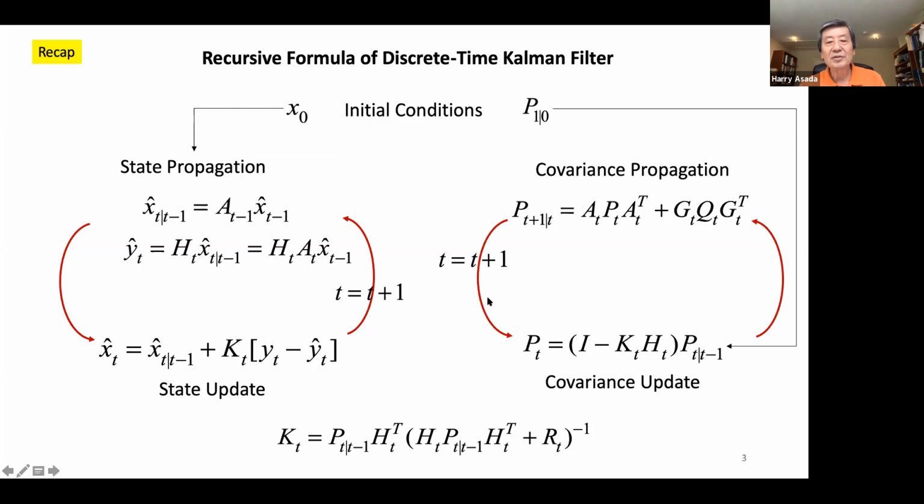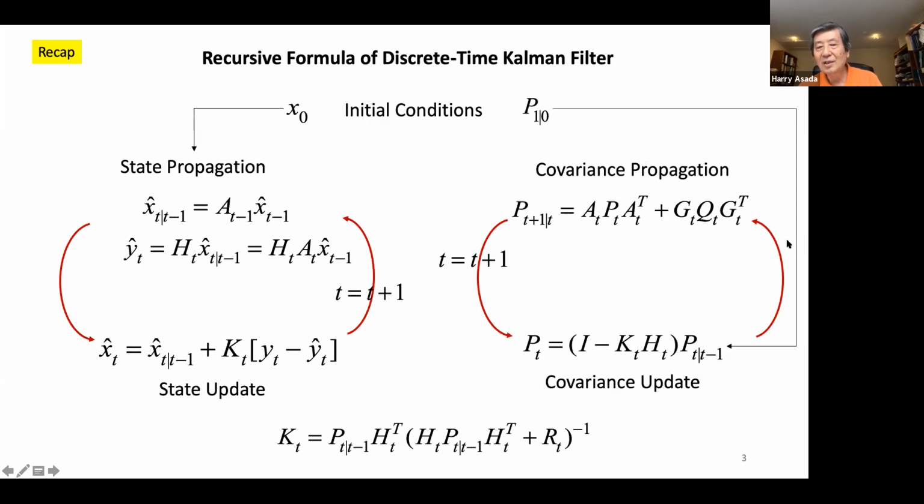So this is just a summary. This is the recursive formula. You need to provide the initial conditions: x naught for the initial state and P1 given naught as the initial value of the a priori error covariance. For the state propagation and update, we make the comparison between the measured and the predicted output based on these equations, multiply by the Kalman gain Kt, and update this. And then Kt, the Kalman gain, is given by this lengthy expression where Pt given t minus 1 is involved, and that is computed on the right-hand side.